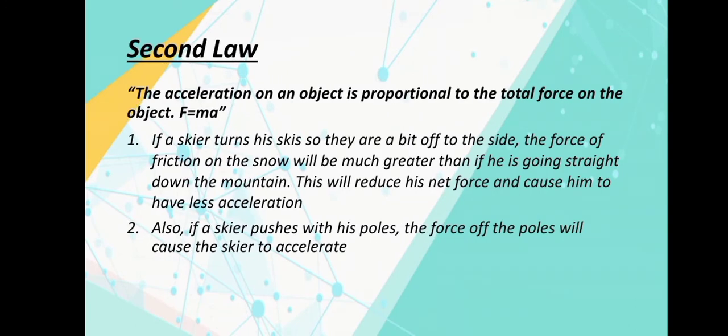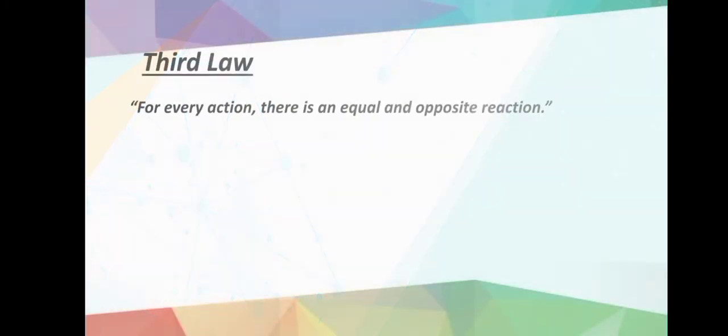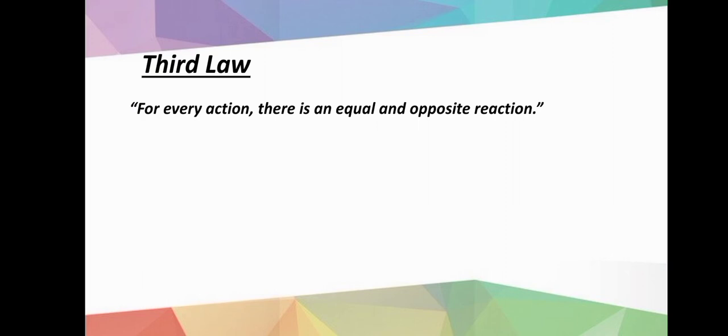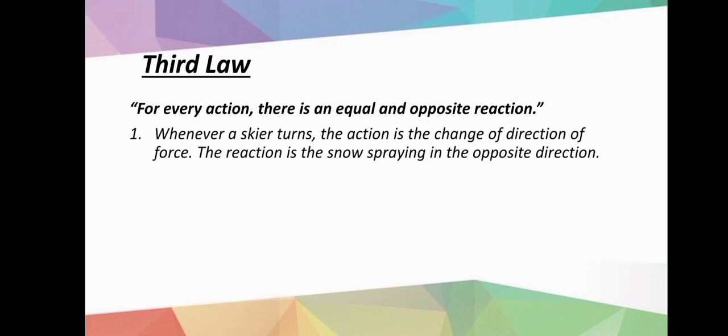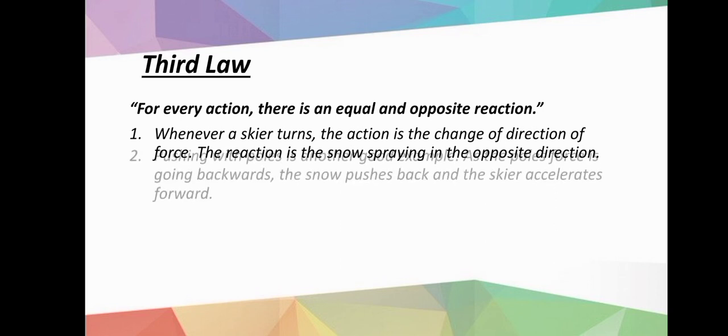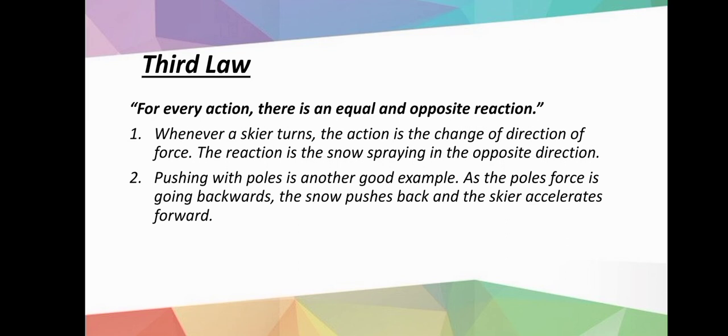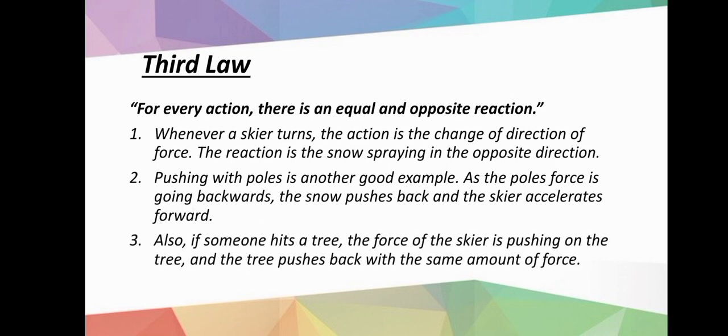The third law of motion is stated as: for every action there is an equal and opposite reaction. Whenever a skier turns, the action is the change of direction of force. The reaction is the snow spraying in the opposite direction. Pushing with the poles is another good example. As the pole's force is going backwards, the snow pushes back and the skier accelerates forward. Also, if someone hits a tree, the force of the skier is pushing on the tree and the tree pushes back with the same amount of force.